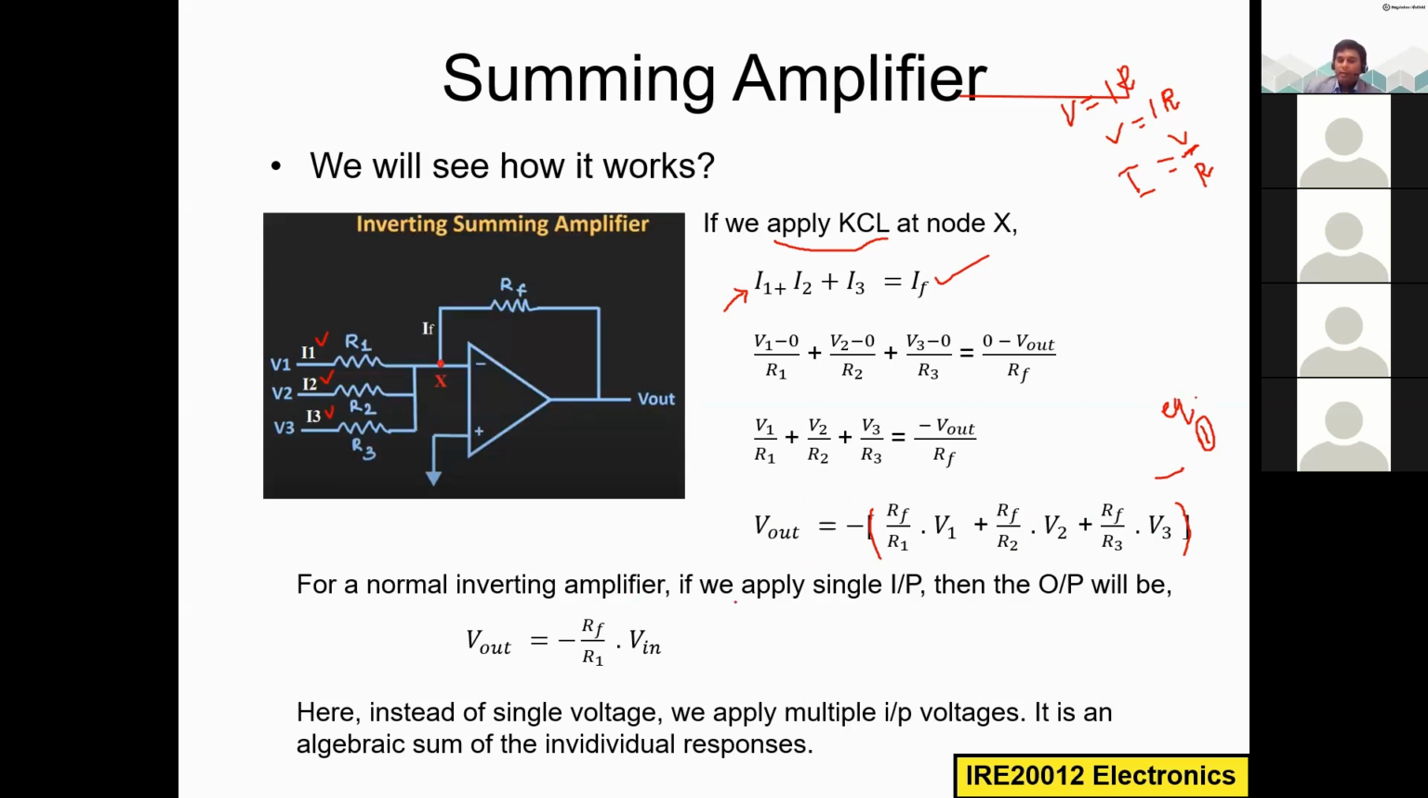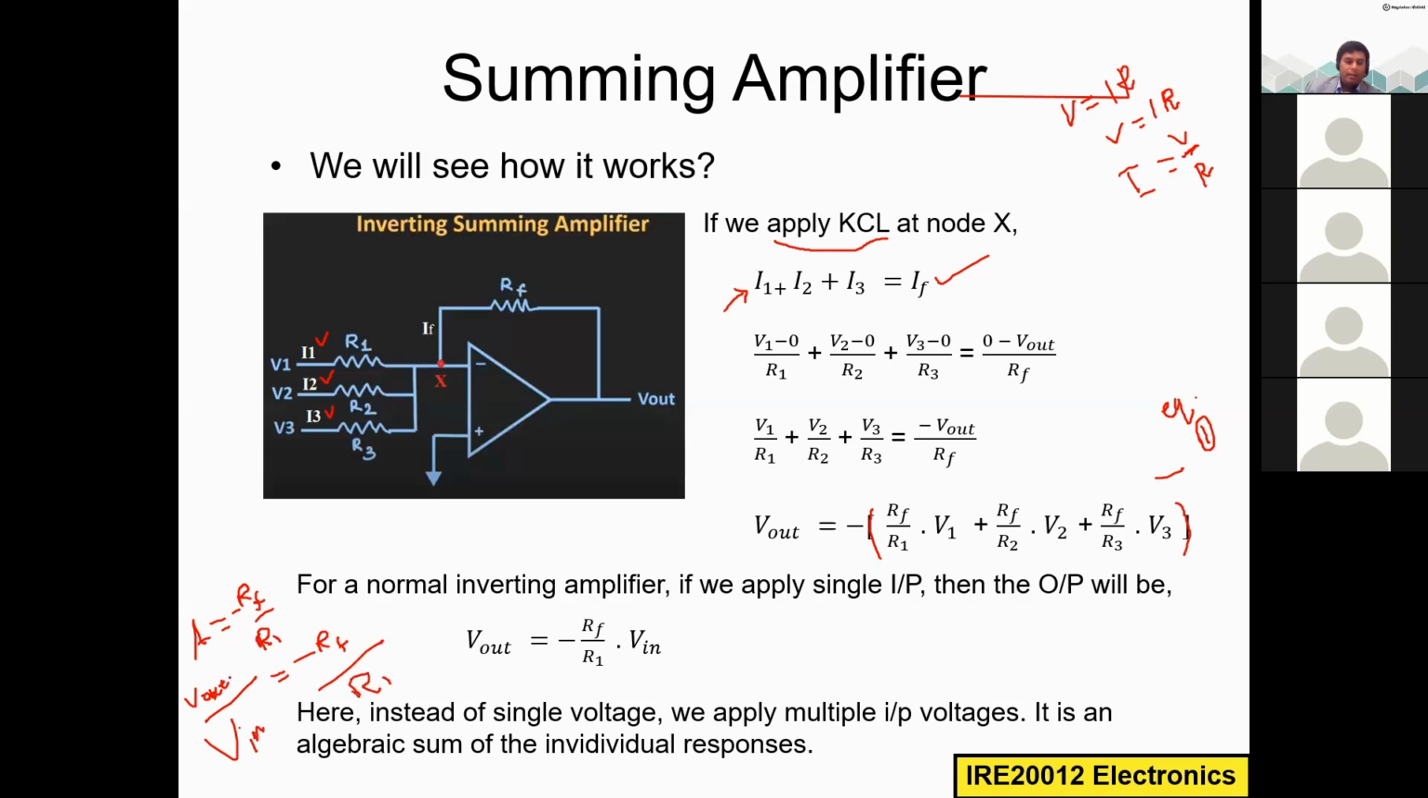For a normal inverting amplifier, if we apply a single input, then what will the output be? This is the inverting operational amplifier, right? We are applying the input to the inverting input terminal. We have already derived the formula for this inverting operational amplifier with negative feedback. If you remember correctly, I told you A is equal to minus Rf divided by Rin. Sorry, Rf divided by R1. R1 is actually Rin. A is Vout divided by Vin, that is A is equal to minus Rf divided by R1.